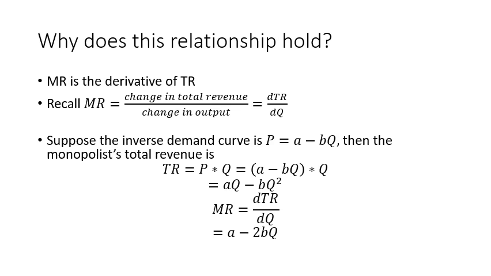Suppose the inverse demand curve is P equals A minus BQ. Then the monopolist's total revenue is P times Q, which equals A minus BQ times Q. We'll distribute the Q through, so we get AQ minus BQ squared. Marginal revenue, again, is the derivative of that equation with respect to Q, which gives us A minus 2BQ. So it looks just like the demand curve, except with a slope that's twice as steep, 2 times BQ.